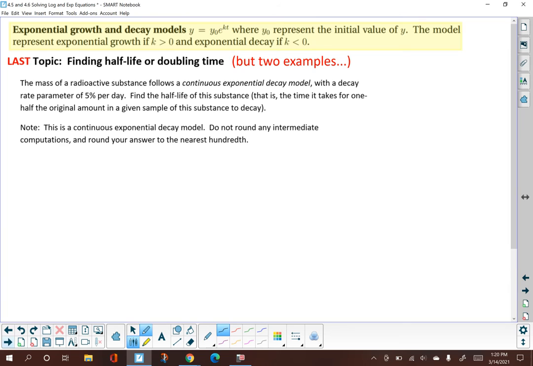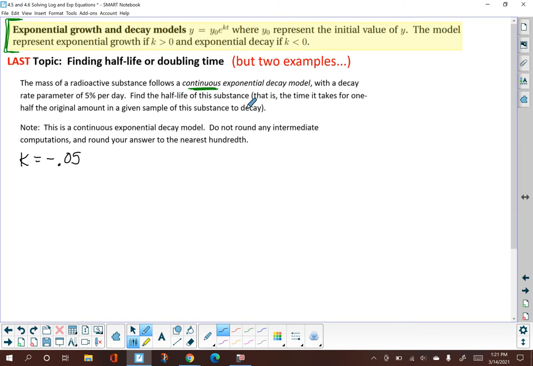Okay, last topic, but I am going to do 2 examples of this one. We are finding either the half-life or the doubling time. So we've got a massive radioactive substance following a continuous exponential decay model. So that tells us that we're using this exponential growth or decay model from our formula sheet. This has a decay rate parameter of 5% per day. Now that is decaying and it's in percent form. So if we write our k value, it's negative because of decay, and it's 0.05 in decimal form.